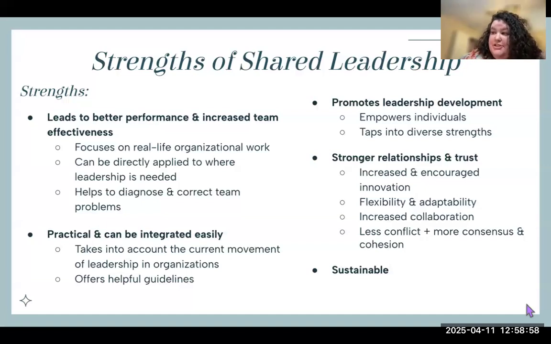Also, another strength of shared leadership is stronger relationships and trust amongst teams, amongst companies, and amongst organizations. This just helps everybody to see a bit more of what people are doing and to feel committed and encouraged to their teams, which leads to those stronger relationships, and you're getting to know coworkers better and just more trust amongst them. Also, those things are developed through an increase in encouragement of innovation.